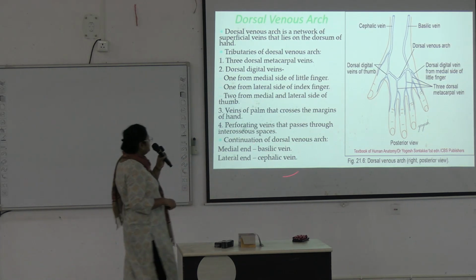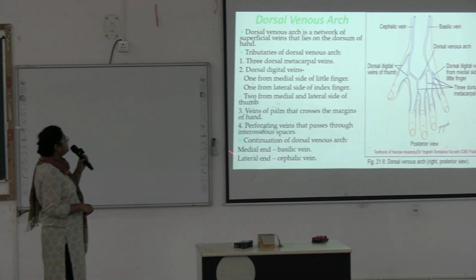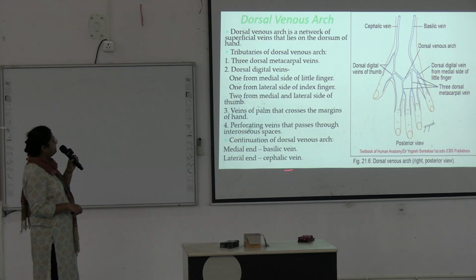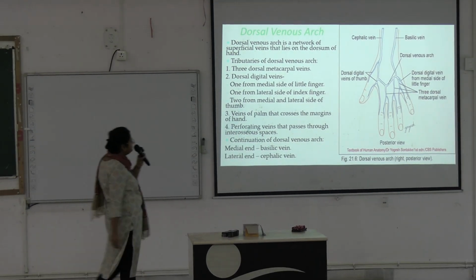Next is the continuation of the dorsal venous arch. The medial end continues upward as the basilic vein, and the lateral end continues upward as the cephalic vein. You have discussed this.